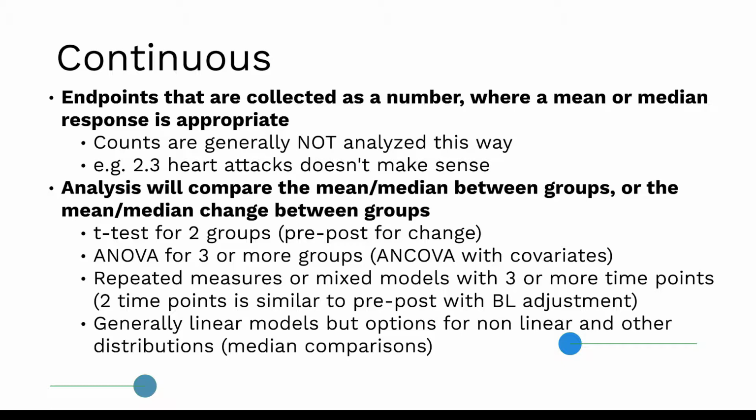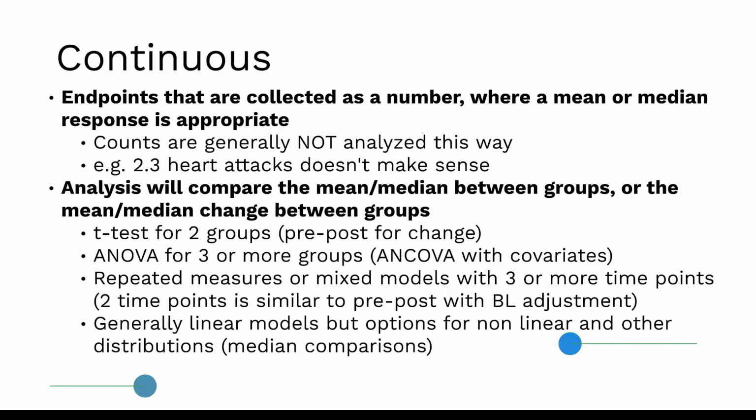Counts are generally not analyzed as a continuous measure unless you meet very specific criteria. You have to have a lot of data. It needs to look somewhat symmetric. A number of count metrics are very skewed, and so treating it as a continuous measure is not really appropriate, particularly if you think about counting something like a heart attack. 2.3 heart attacks doesn't make sense. You'd want to report or look at the proportion of people that had one heart attack, two heart attacks, or what is the likelihood that someone would have 2 heart attacks in 3 years.